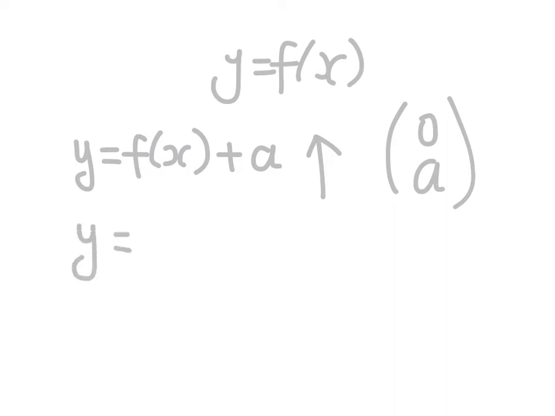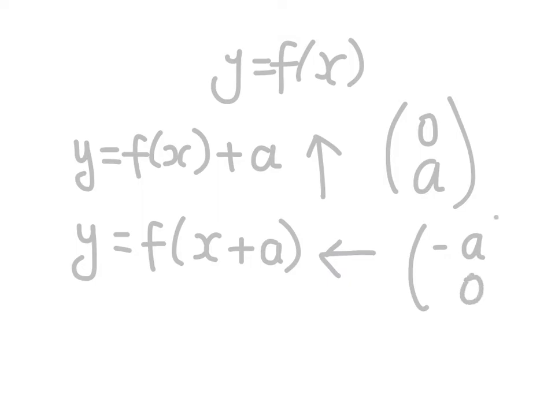The next one you've got is if you add something to the x value within the function, okay? The effect of this is moving it left a. So you imagine you're moving it through the vector minus a, naught. You're moving it left by a. If it were a minus a, it would therefore move the function to the right.